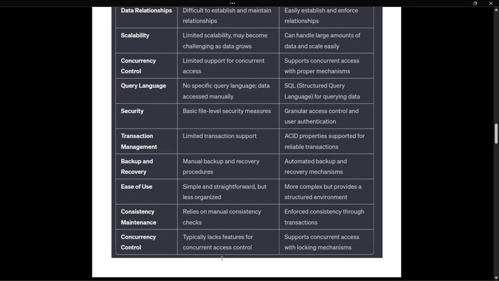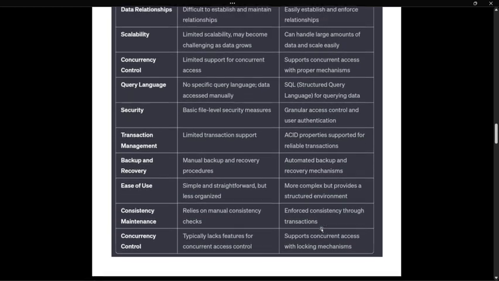A file system typically lacks features for concurrent access control. It has limited concurrent control, meaning when you want to access in parallel, it gives limited features. It has limited features when it comes to parallel accessing, whereas a DBMS supports multiple features and has more features for parallel, concurrent access.